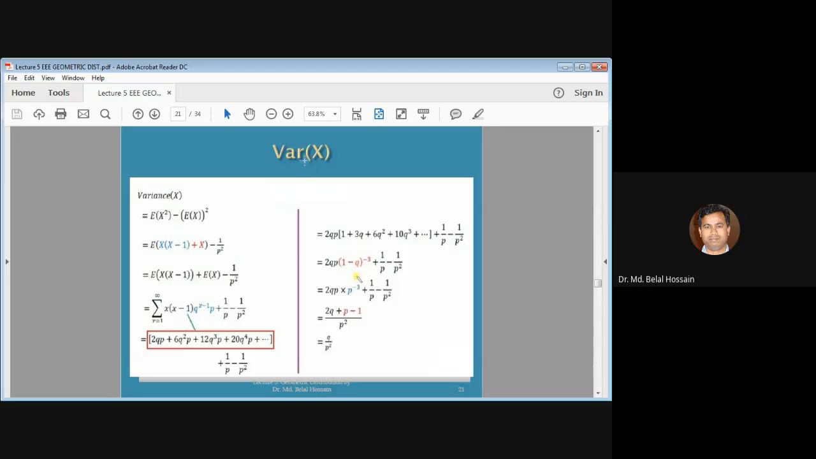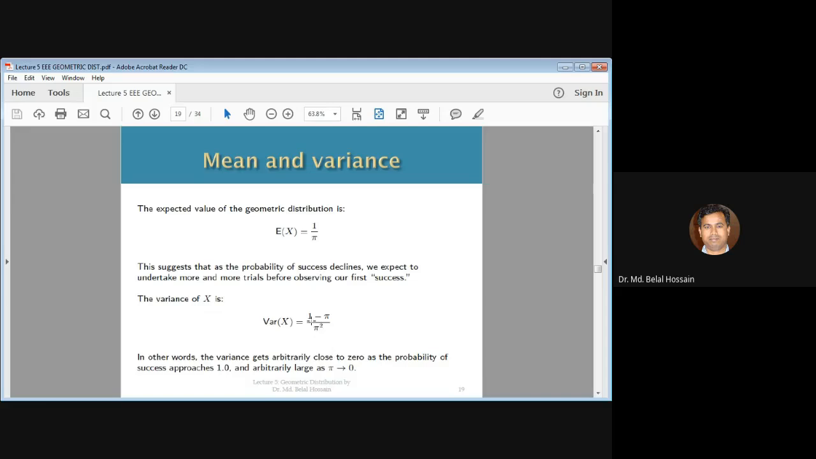The variance of geometric distribution is q by p square or 1 minus p by p square. আমরা সেটা দেখিয়েছি 1 minus p by p square.